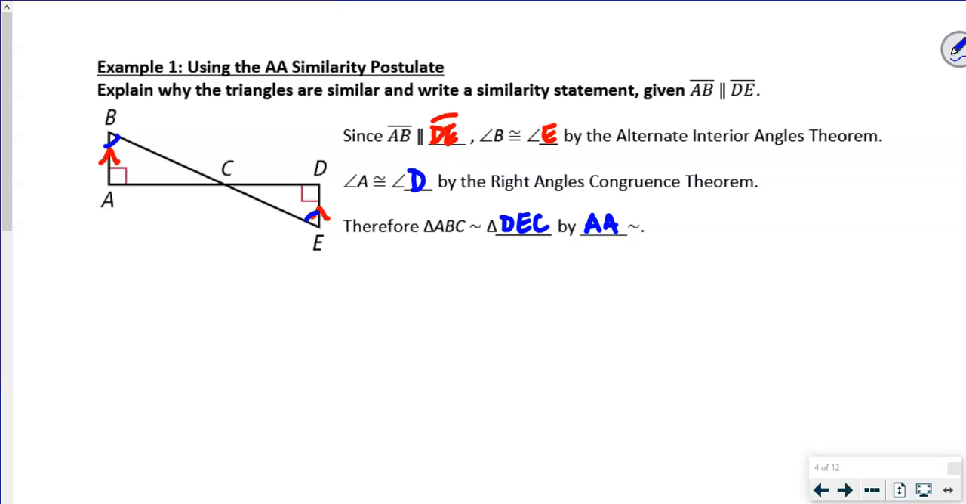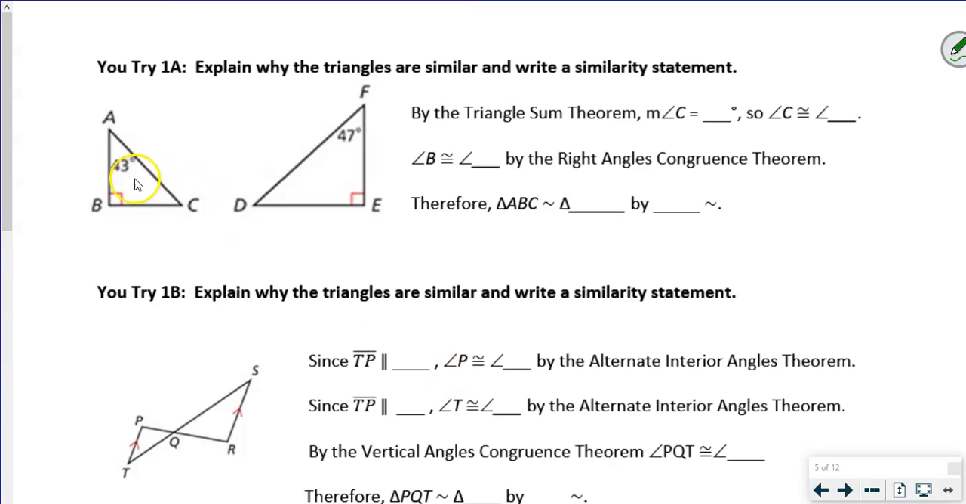Now, obviously, everybody knows that we could have marked the vertical angles as well. Could have marked these as well, and that would have been my third angle. Could have marked them to begin with. Got it? Either one of those could have been marked, and it would have proved that these triangles are similar by angle-angle. So go ahead and do these two and come back to me when you're done.